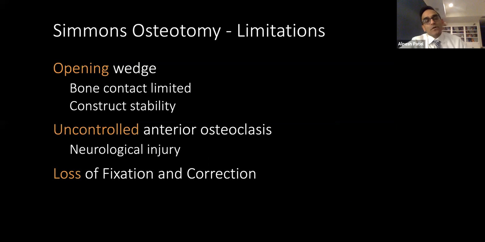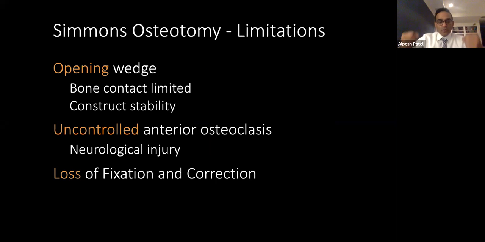So what are the limitations though, right? It's not a perfect technique. It's opening wedge. So you're limited in bone contact, really the amount of bony connection between the proximal and distal components after the osteotomy could be pretty limited. So you're really relying on construct stability. Luckily for most of these patients, bone quality is good or can be made better, but you are somewhat limited there. You do have this uncontrolled anterior release.